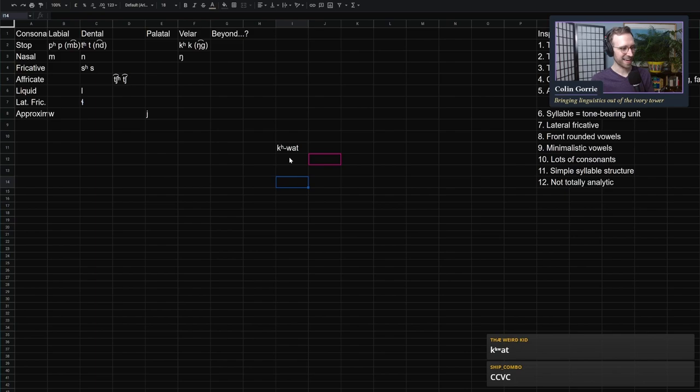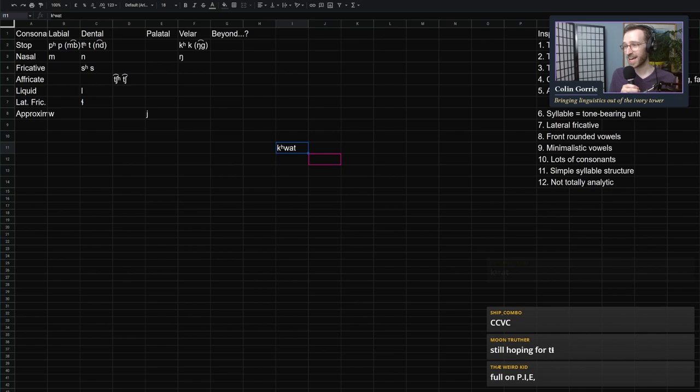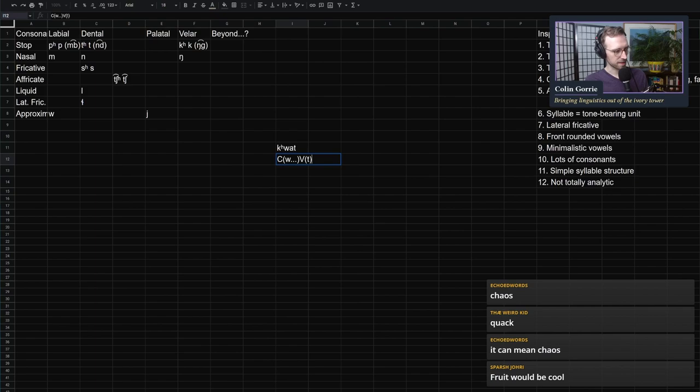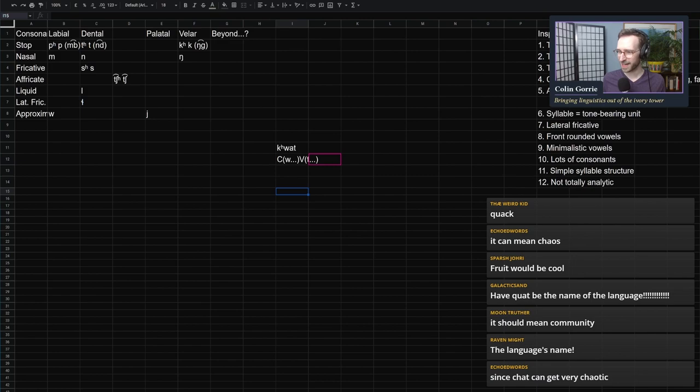Yeah. So, okay, cool. So this is our first word. Chat, what's this word going to mean? There's your little assignment. So this tells us that we have at least C and then W, V, C, or at least T. Who knows if there are other consonants that can occur in these places, but at least those ones can. Yeah. Okay. So have quat be the name of the language.